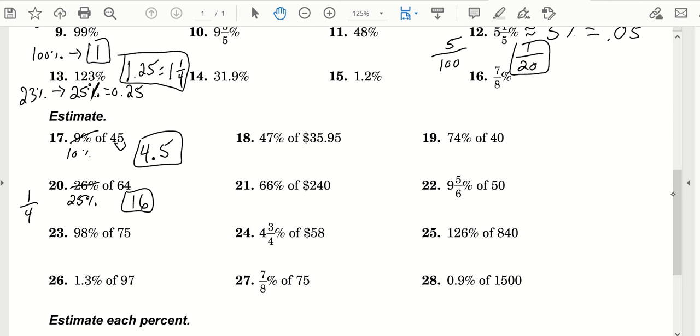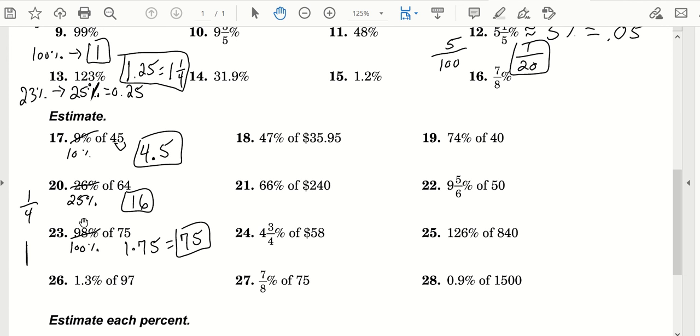98% of 75. 98%, that's pretty close to 100%. All right, think about this. What is 100% when you write it as a decimal? It's 1. So what's 1 times 75? Again, you don't have to write this out. Hopefully you're doing it mentally. 1 times 75 is 75. So think about this logically, right? If you have $75, and you still have 98% of your money, well, you retained almost all your money. You lost 2%, but you still have almost 75. So 75 is a good estimate there.